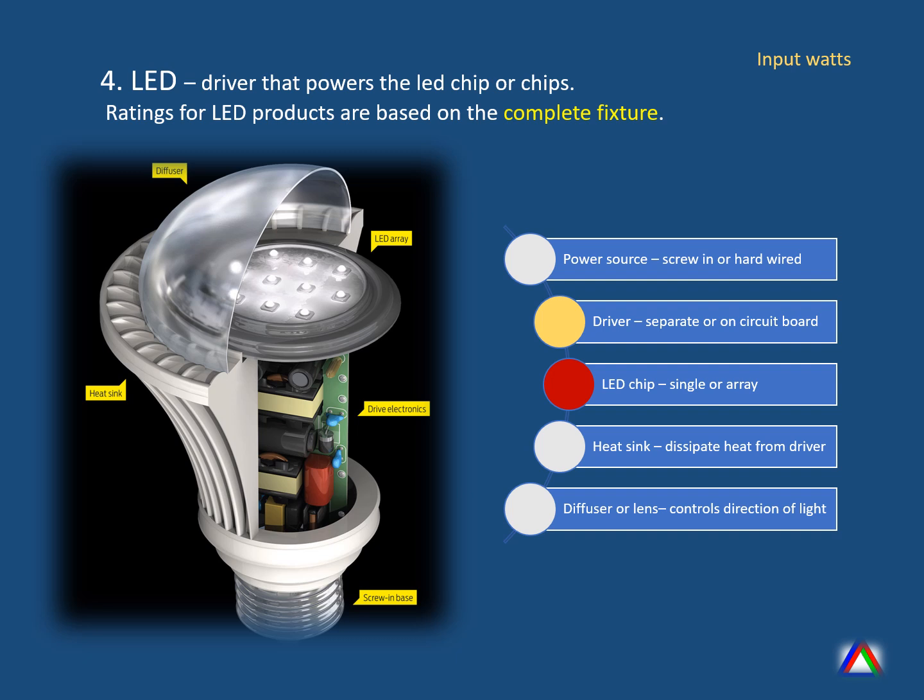So the components of LED products are the power source, there's a driver, there's the LED chip itself, which could be a single chip or an array of chips, there's a heat sink to get rid of the heat, and then often a diffuser or lens to control the direction of the light.